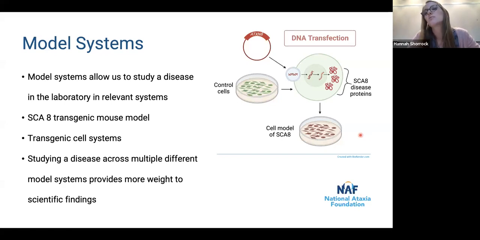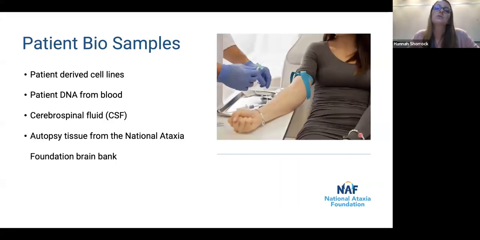One really good way of understanding if these things that we're looking at in these transgenic systems are actually relevant to SCA8 disease and SCA8 patients is the use of biological samples from patients. And so one of these is patient-derived cell lines. So these might be derived from a skin punch or a skin biopsy. And so what would happen with that is we would take that skin biopsy and we would grow that in the lab. And that skin biopsy would generate a cell line that we would culture called fibroblasts.